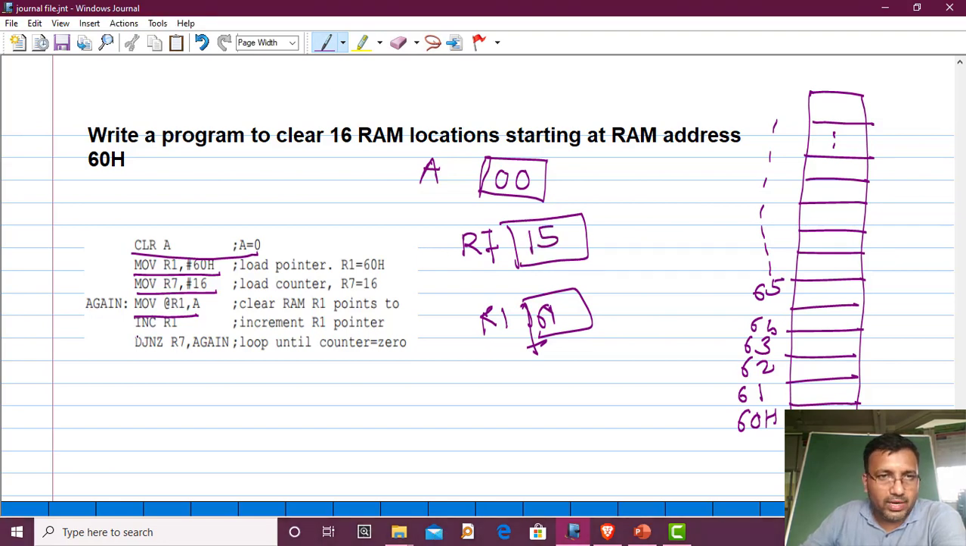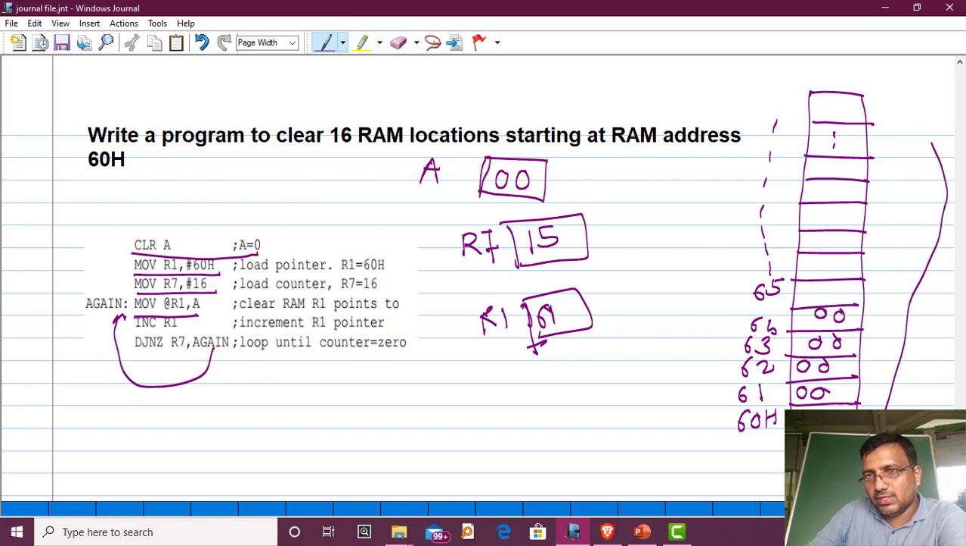Now again it goes to the loop. So again A comma @R1. R1 contains 61, so it is pointing towards 61. The data in A has not changed, so again 00. It will repeat the steps and so on. After executing 16 times, you will get all the RAM locations cleared. So this is the program for clearing the RAM locations.